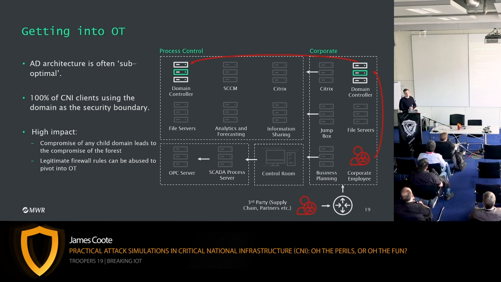The first is that the compromise of any of the child domains automatically leads to the compromise of the entire forest. This is particularly pertinent for this example where the corporate and the process controls sit in the same forest. So if you compromise the corporate domain, you've compromised the process control domain as well. And the second is that there are often, in this scenario, legitimate firewall rules between the domain controller and corporate and the domain controller and process control that we can use to pivot through and get onto the domain controller in that process control environment, despite there being perhaps tightly controlled firewall rules between the two.